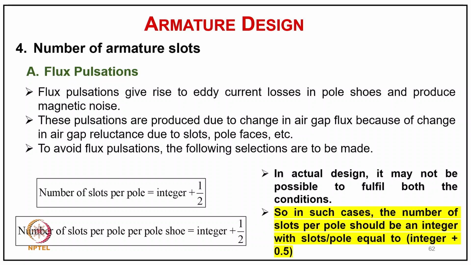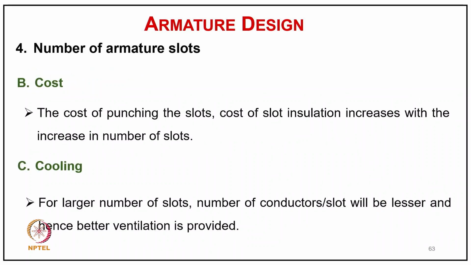To avoid flux pulsation, the following selections are to be made. The number of slots per pole should be an integer plus 1 half, and the number of slots per pole arc should be an integer by half. In actual design it may not be possible to fulfill both conditions. In such cases, the number of slots per pole should be an integer plus 0.5.